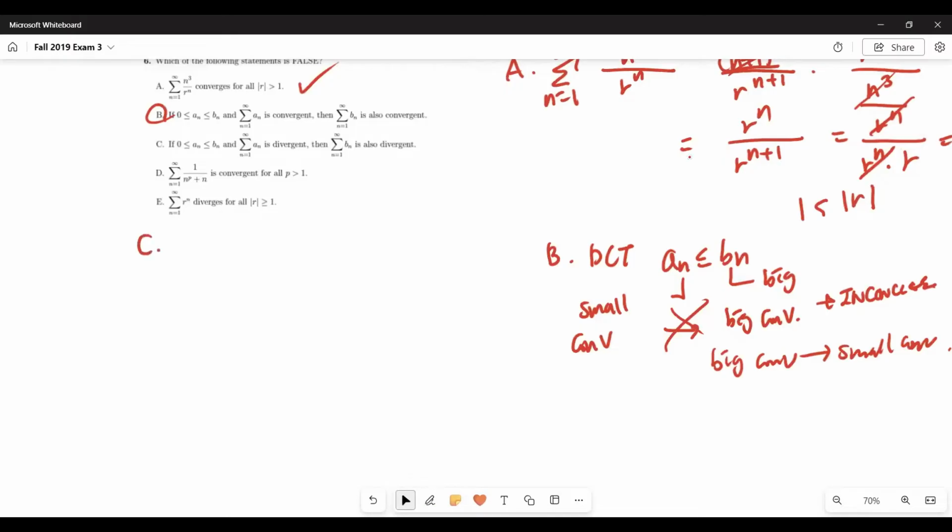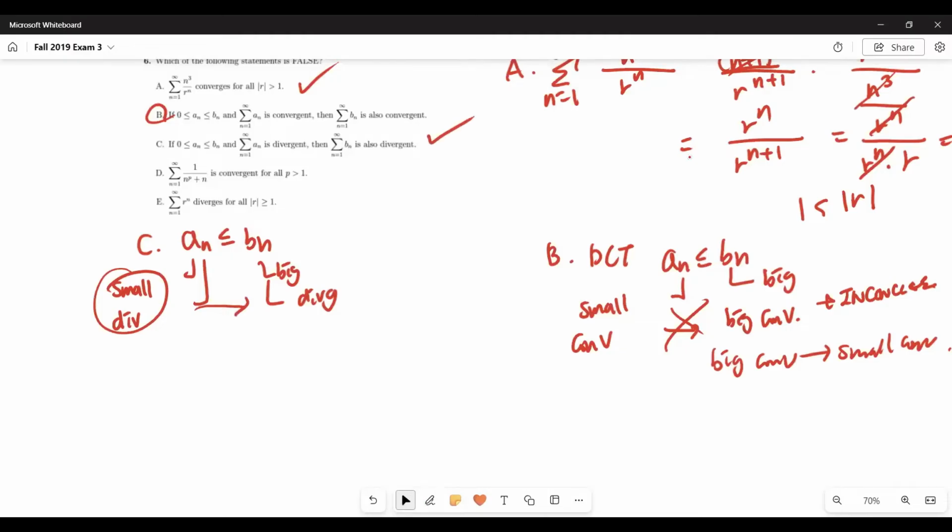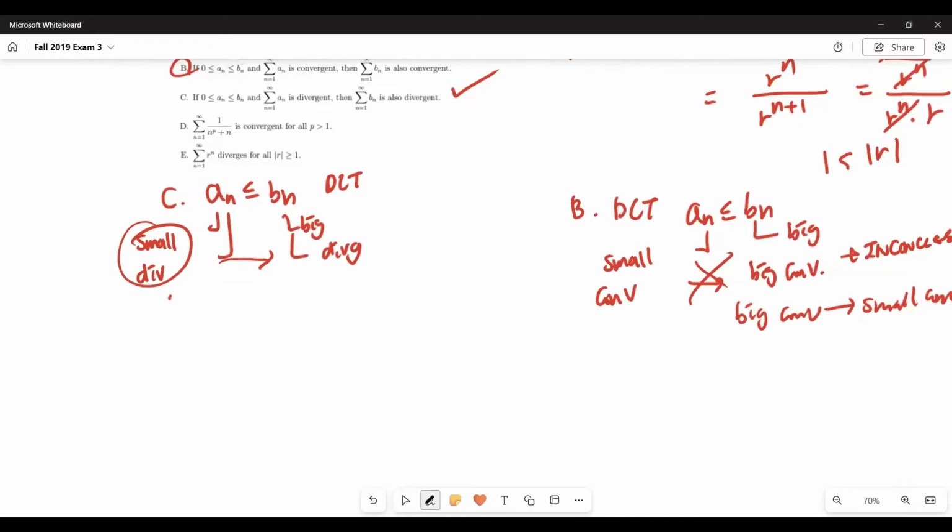So let's look at C. a_n and b_n. So b_n is the bigger one, and a_n is the smaller one. And it says the small one is divergent, so the bigger one is divergent. That is right. If the small one is divergent, then you can say that the bigger one is divergent. So this is right by the direct comparison test. And D, 1 over n to the p plus n is convergent. So you can also use the direct comparison test for this one. So 1 over n to the p. And if you remember your p-series test, p has to be greater than 1 to converge. So that is right.